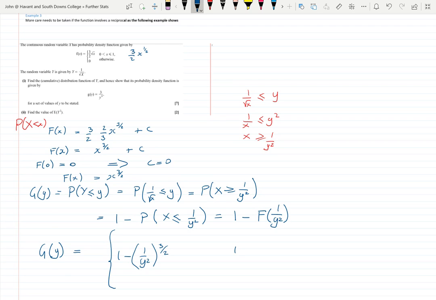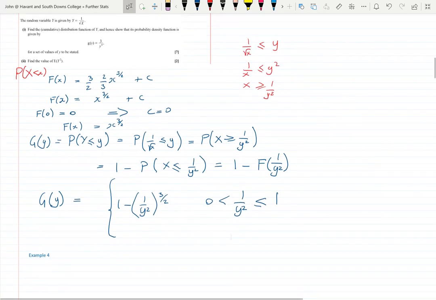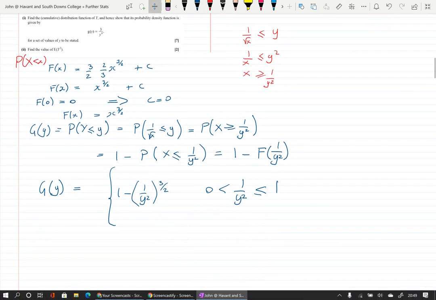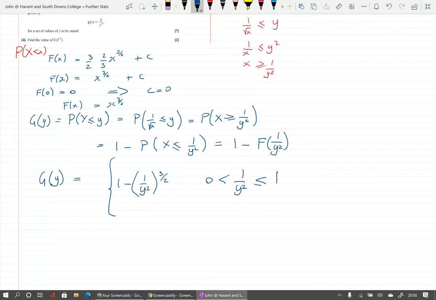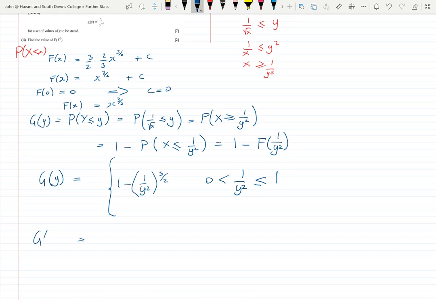Now, here's the thing. Our inequality is for replacing my x with 1 over y squared, being between 1 and 0. So I think we need to be a little bit careful in the next bit to get our fully specified bit in properly with this. So we've got G(y) equals, right, so it's going to be 1 minus, this bit here is going to be 1 over y cubed. Okay, 1 over y cubed.